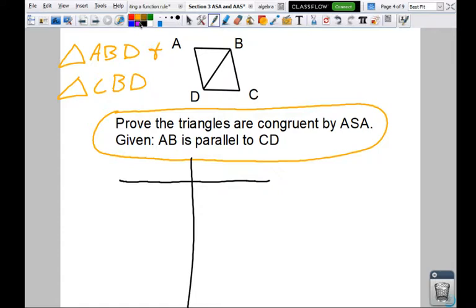All right, I'll give you a little bit of a hint. I saw a couple people got it. It says given AB is parallel to CD. So AB right there is parallel to CD. Remember those little arrow things mean parallel? If I have parallel lines right here, what do we know about this angle and that angle?